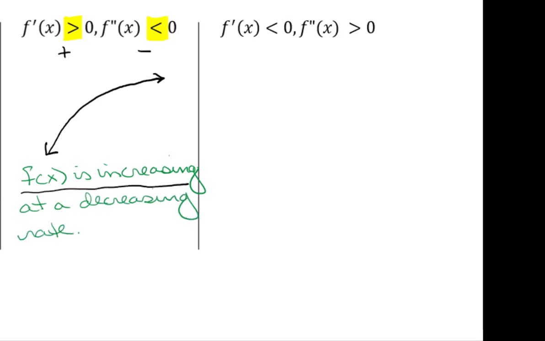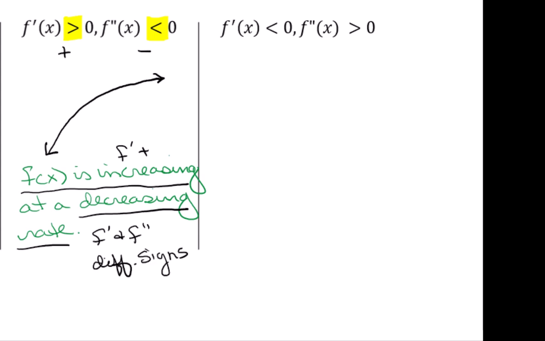Again, we know f of x is increasing because f prime is positive, and we know it's at a decreasing rate because the first derivative and the second derivative have different signs. Then what if our first derivative is less than 0, or negative, and our second derivative is greater than 0, or positive? First derivative being negative tells us that our function is decreasing, but it's decreasing at a slower rate.